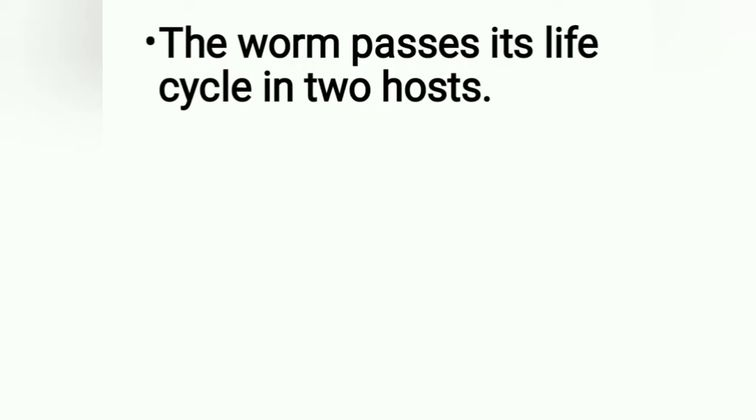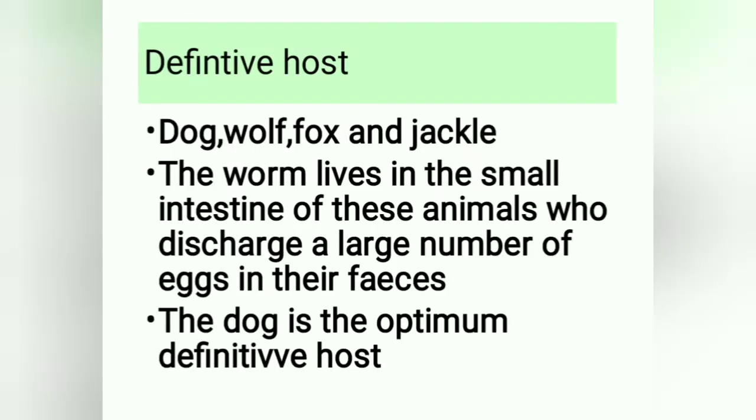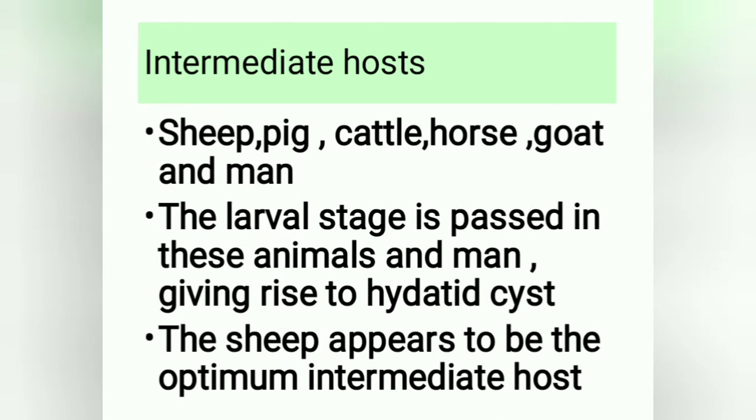Our second question of this chapter is life cycle of Echinococcus granulosus. The worm passes its life cycle in 2 hosts. First host is the definitive host, that is dog, wolf, fox, and jackal. The worm lives in the small intestine of these animals, who discharge a large number of eggs in their feces. The dog is the optimum definitive host.